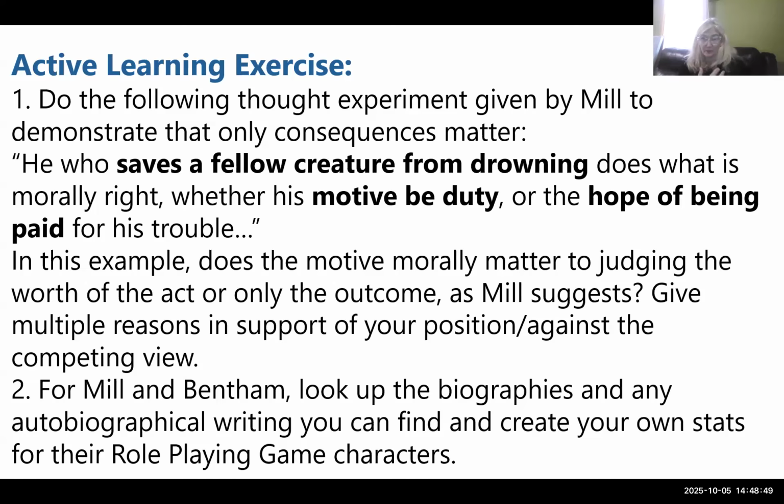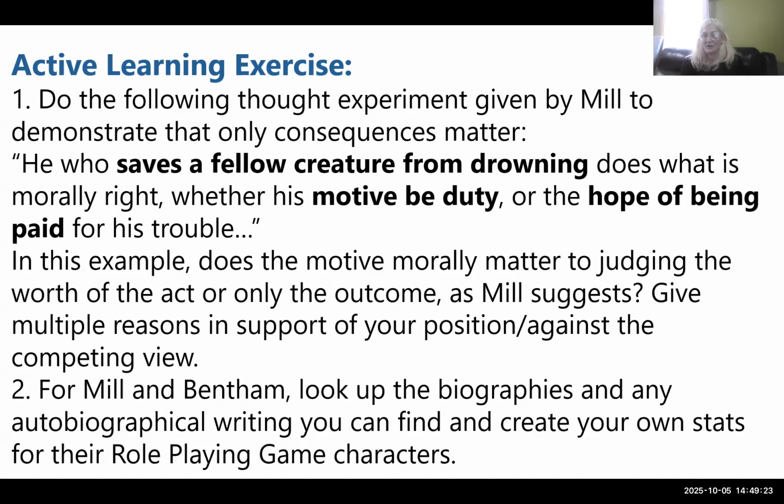So in this example, do you agree or do you disagree with Mill that the motive doesn't matter? Whoever saves a fellow creature from drowning does what is right, period. Whether he's doing it in hopes of a reward or whether he's doing it because he knows it's the right thing to do. That's what he means by duty. So, do you agree or disagree with Mill? Give multiple reasons in support of your conclusion or against the competing view.